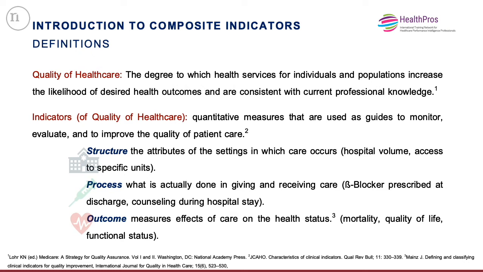Process denotes what is actually done in giving and receiving care, such as prescribing beta blocker at discharge for patients with acute myocardial infarction or counseling during hospital stay. And outcome indicators measure effects of care on health status, such as mortality, quality of life, and functional status.